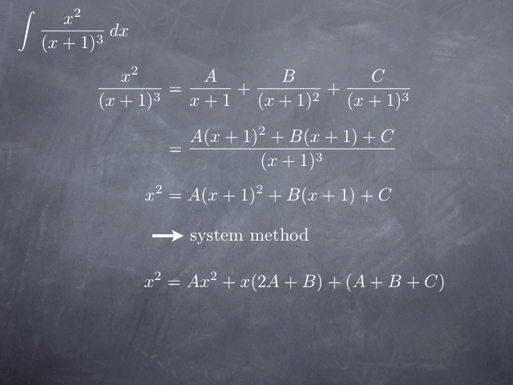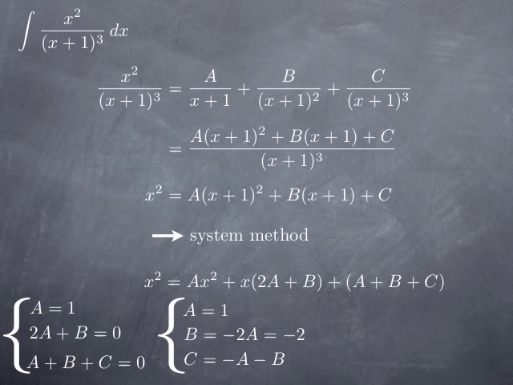This polynomial should be equal to x squared. That means that the coefficients corresponding to the same degree must be equal. In other words, a must be 1 because this is the coefficient of x squared, and the other two coefficients, 2a plus b and a plus b plus c, must be 0 because they are 0 on the left-hand side. Now this is easy to solve because if a is 1 and b is negative 2a, that means b is negative 2, and c is negative a minus b, and we found the values of a and b, so we plug them in, and we get c is negative 1 plus 2, so 1.